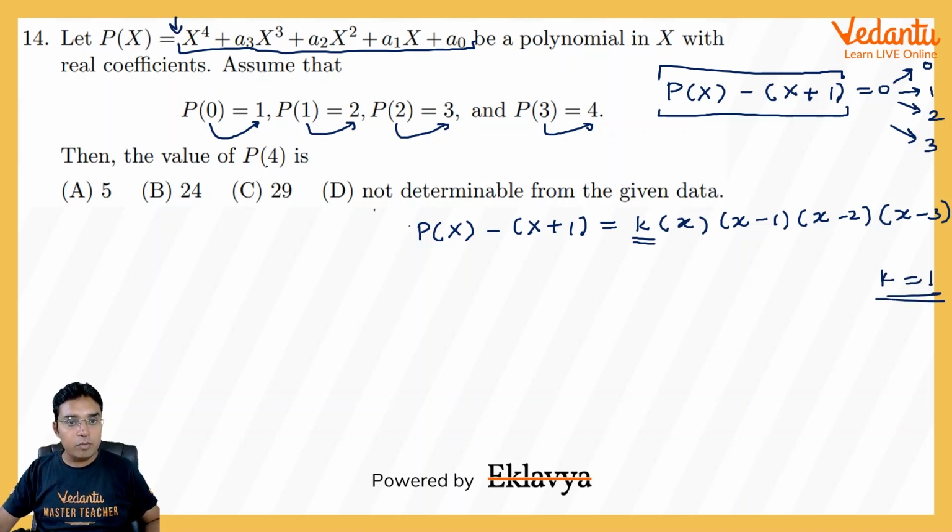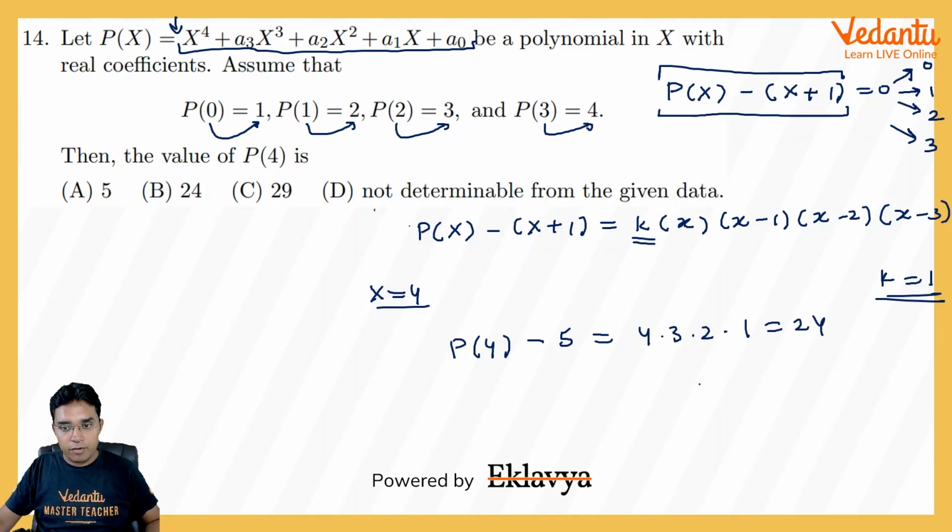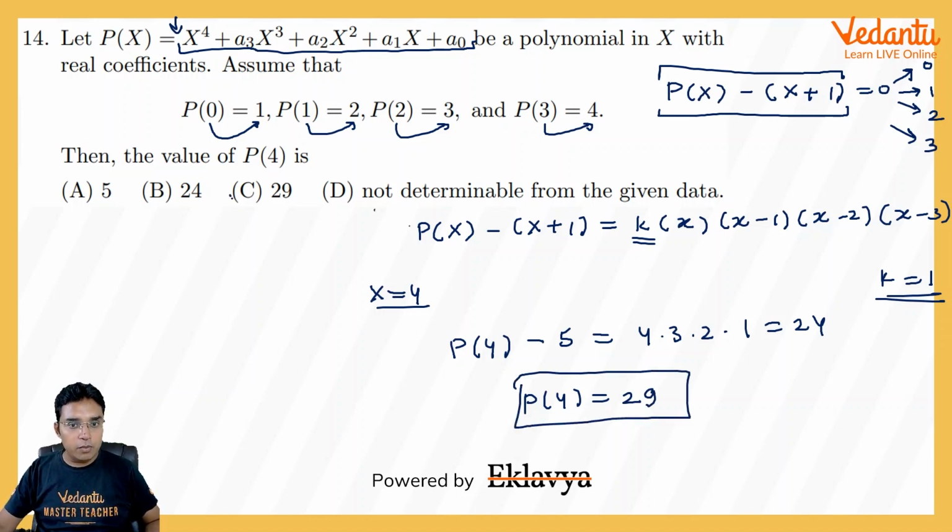Let me write this here as 1. Now they are asking what will be my p4. So let us put x is equal to 4. We will get p4 minus 5 would be equal to 4 into 3 into 2 into 1. That is 24. And 5, if you bring it here, p4 will become equal to 29. And that is the answer of this question. Easy question. This is one very standard problem. I have been doing this question in my class for at least 8 or 10 years maybe. So this is one very standard question. You should remember this kind of tricks in such questions.